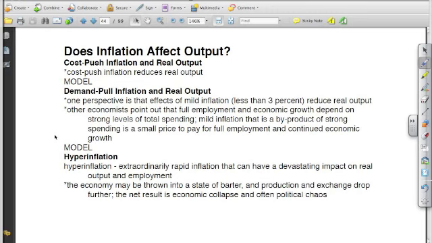So the last part is hyperinflation, and hyperinflation is just when we have an extraordinarily rapid inflation rate, and that can have a devastating impact on real output and employment. Because it'll have a devastating impact on anything real. If we have hyperinflation, the more inflation we have, the less value real anything has. Because it's that higher number that's dividing into the nominal.